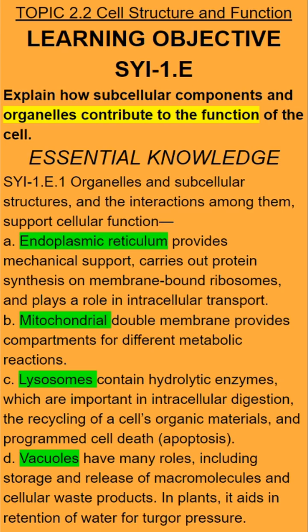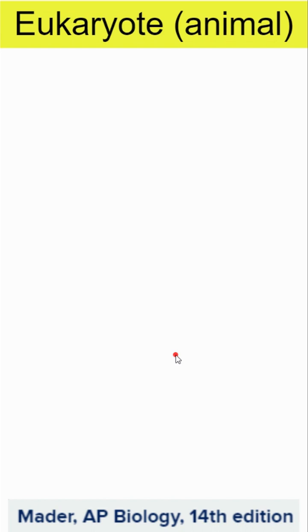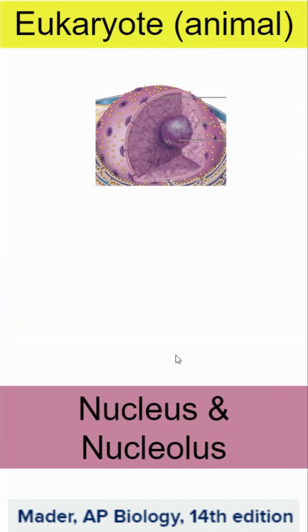Again, we're going to hit how organelles contribute to the function, but then we're really going to focus on how chloroplasts and mitochondria capture, store, and use energy. So, eukaryotes have membrane-bound organelles, including the nucleus and nucleolus. The nucleus stores genes with the chromatin.